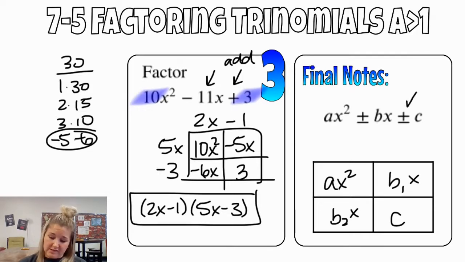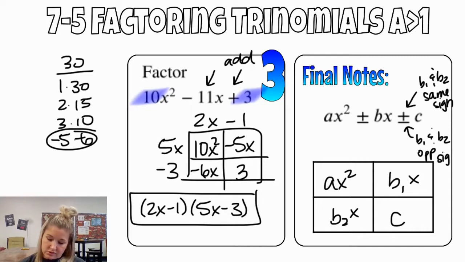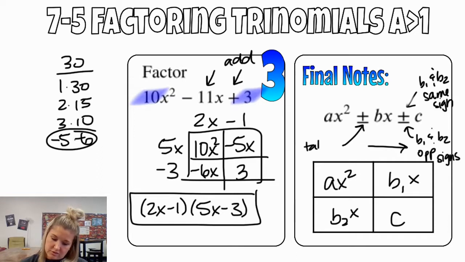Now, remember that if C is positive, then B1 and B2 are going to have the same sign. And if it's negative, B1 and B2 are going to have opposite signs. So one's going to be positive, one's going to be negative. So then if C is negative, the larger factor takes the positive, and the smaller factor takes the negative, and vice versa. If they have the same sign, then they will both take the same sign of the middle term. The larger factor takes that sign, and if it's the same sign, then it's the same sign of B.